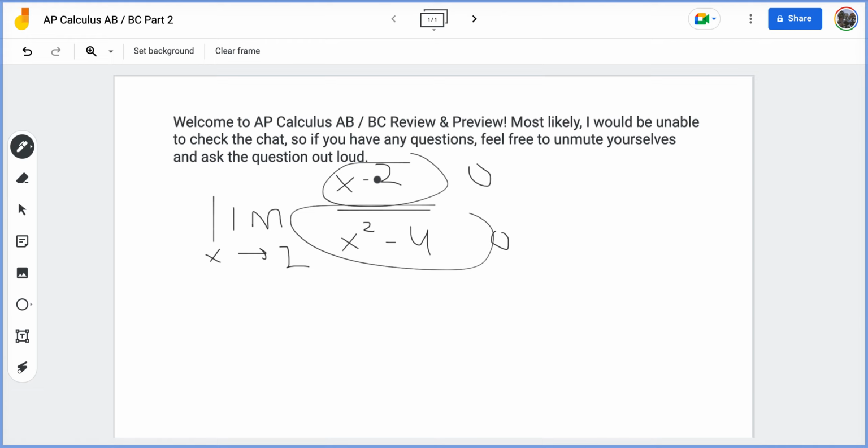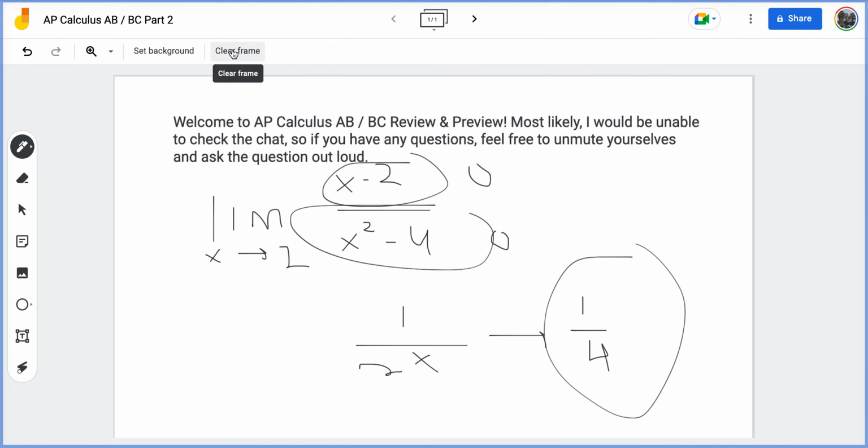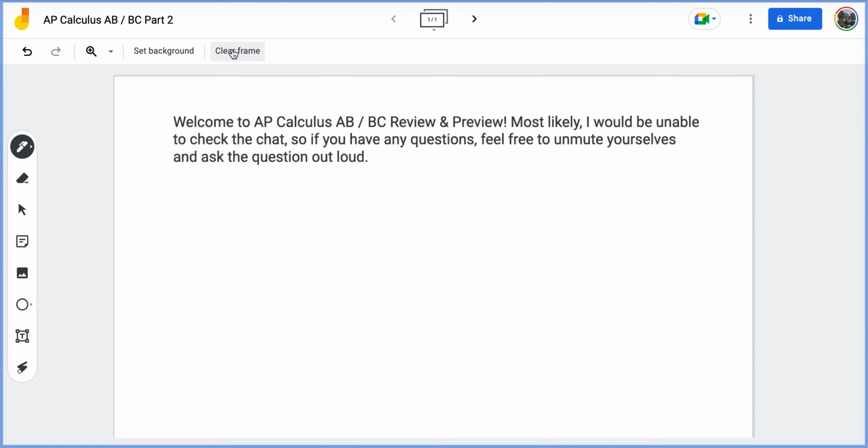So take the derivative of the numerator, you get 1. Take the derivative of the denominator, you get 2x. You plug in 2, and you'll get 1 over 4, which is what you would get if you use the other method as well. Why is this helpful if we have the other method? Well, first of all, it's easier, and second of all, it's for limits such as this.